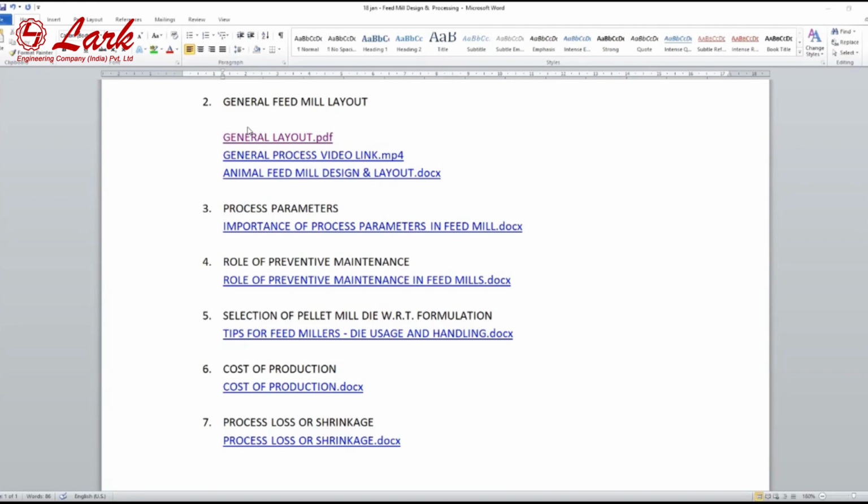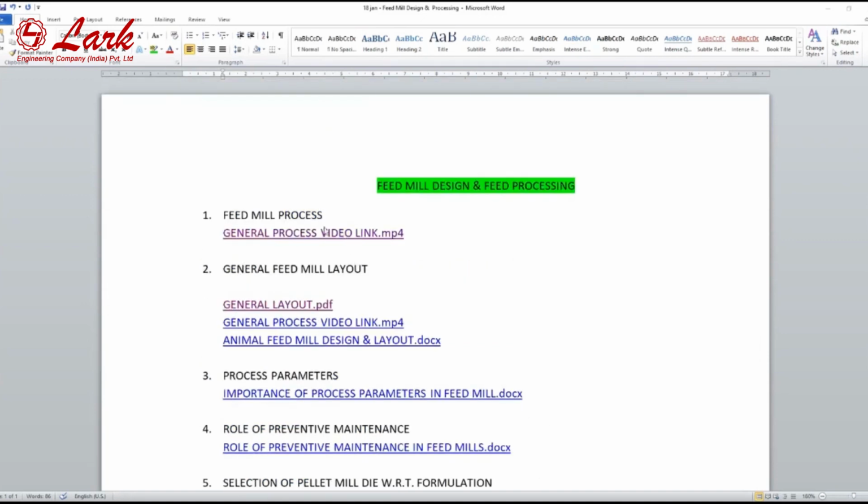Then a very important part, process loss or shrinkage, that is, how we can calculate the process loss, and how to keep the shrinkage and process loss calculation in the complete budget. So we have a brief overview of this. Let me start with the first one, the feed mill process.